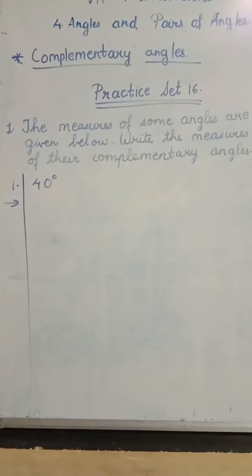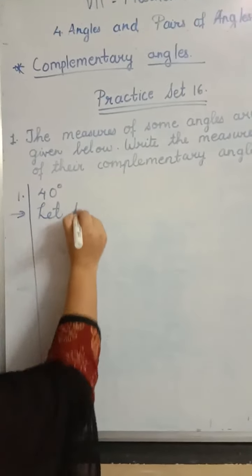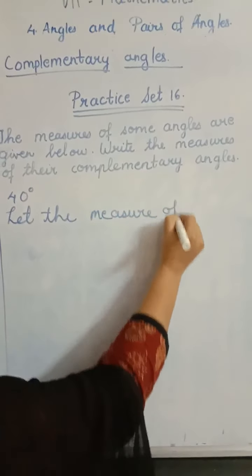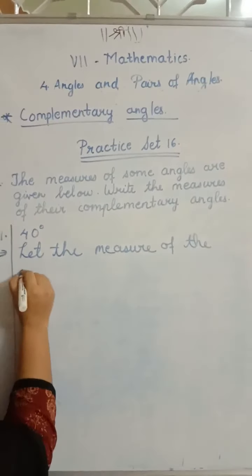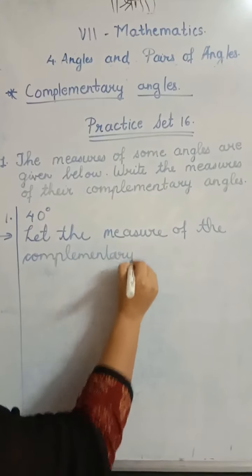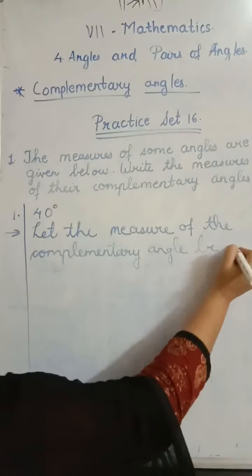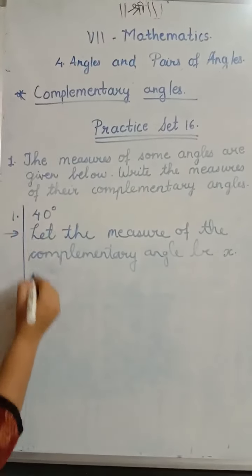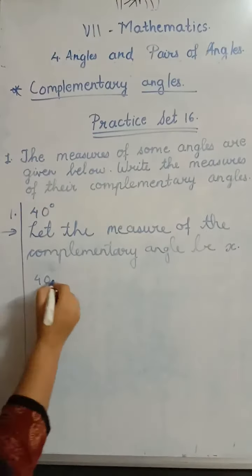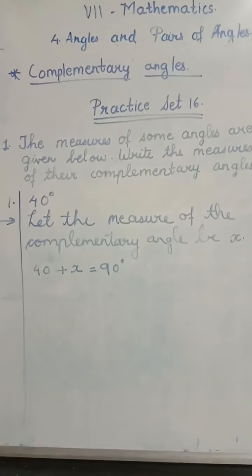First we will assume that let the measure of the complementary angle be any of the alphabets. Suppose we take x, then 40 is one of the angles, plus the other. What is the other angle? x. So 40 plus x is equal to 90 degrees.